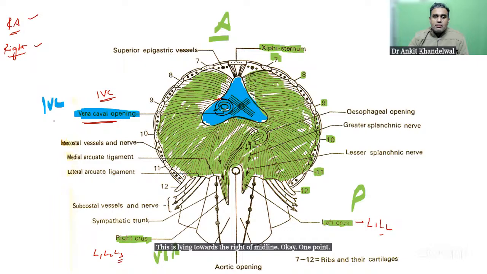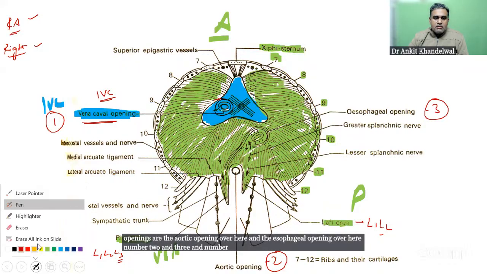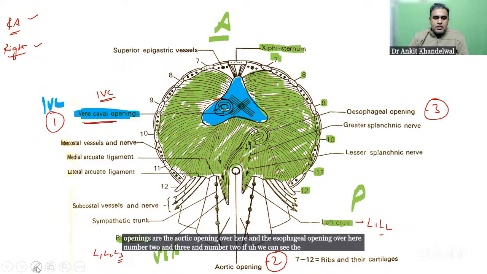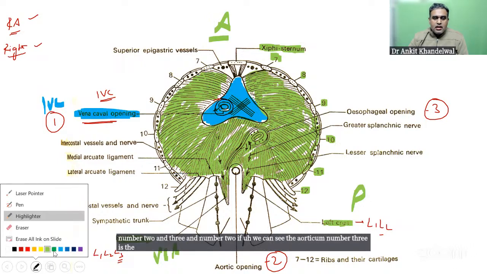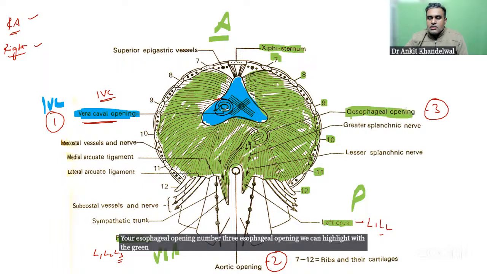Now this is one of the major openings, number one. The other two major openings are the aortic opening and the esophageal opening. Number 2 is the aortic opening, number 3 is the esophageal opening. We can highlight the esophageal opening with green color to show that it passes through the muscle part of the diaphragm.